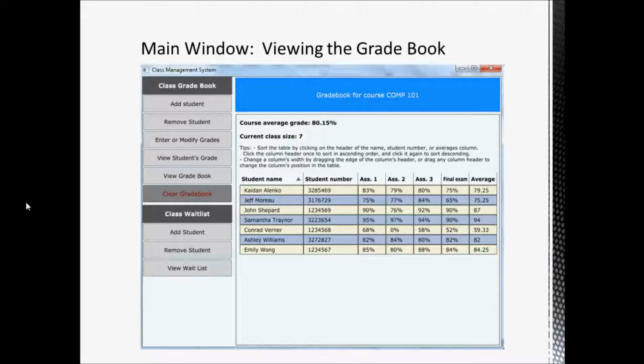So the layout is very similar, but I also added some features here, such as the ability to sort the gradebook. Also a tip section here, which gives the user help in using this table. It tells them about how to sort the table, and also that they can drag columns around in order to rearrange them. The table can be sorted both ascending and descending. And here's the aggregated data for the grade average for the course, as well as the class size.